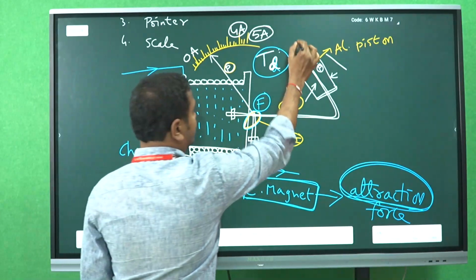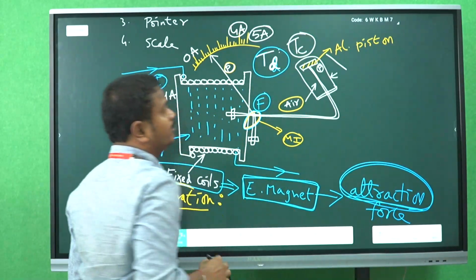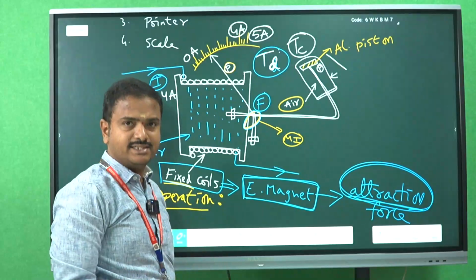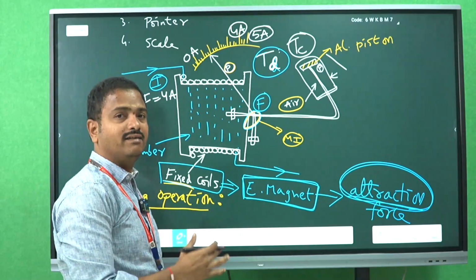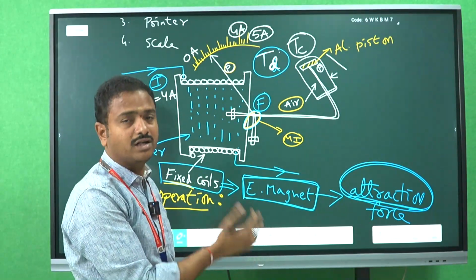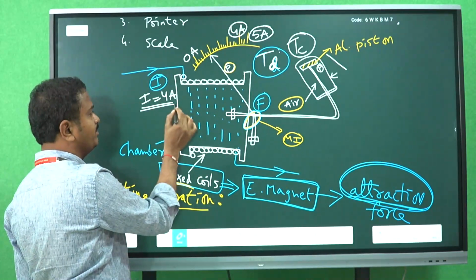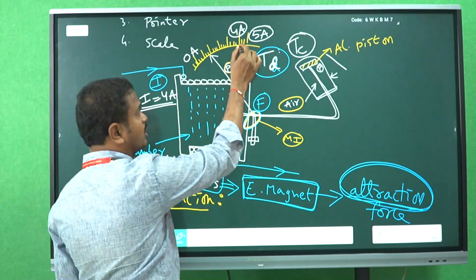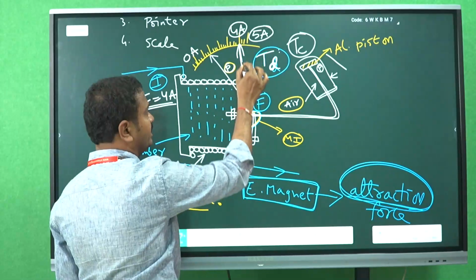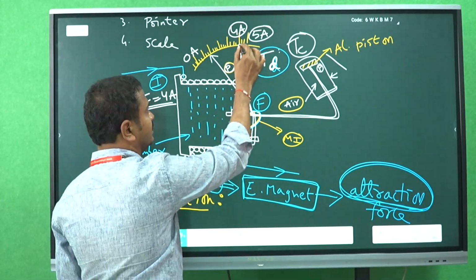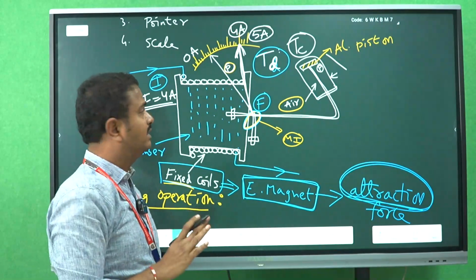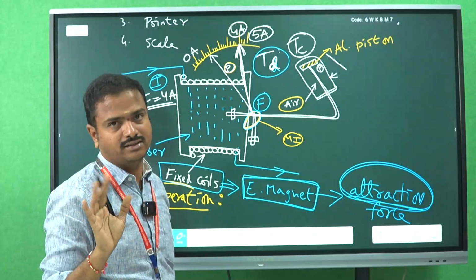So controlling torque will be produced by the springs to stop the pointer at the final and accurate value, not more than that. That means if the current value is 4 amperes in the circuit, the pointer should stop at the 4 amperes value only. Clear? So that is the job of controlling torque.